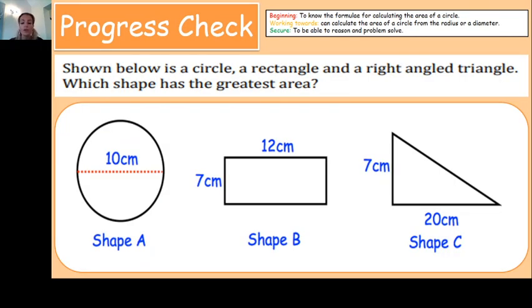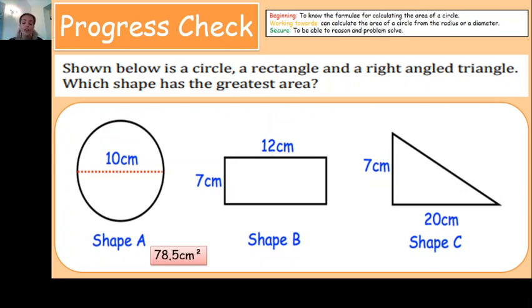So, a bit of a progress check for you. This question says, shown below is a circle, a rectangle and a right-angled triangle. Which shape has the greatest area? Now, you know how to work out the area of all of those shapes, so I'd like you to pause the video and tell me which shape has the greatest area. Make sure you show your working. Okay, pause now.